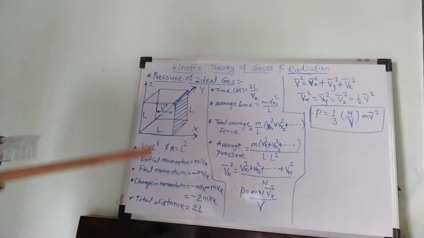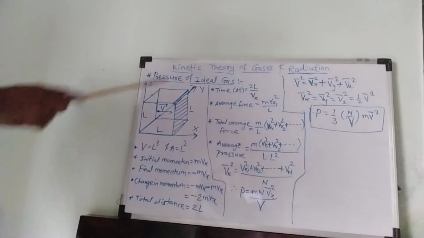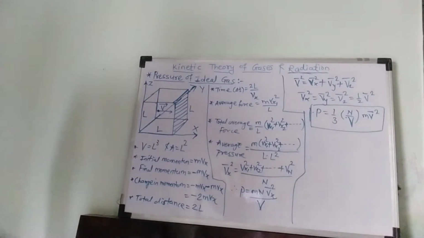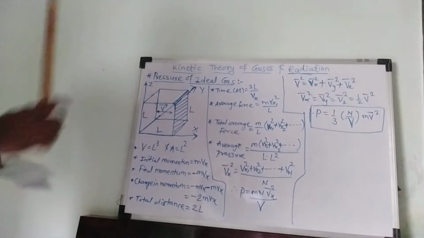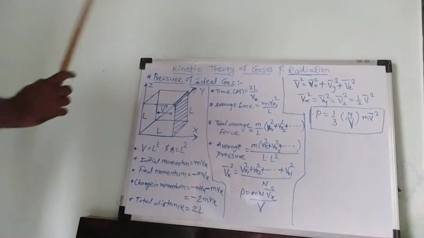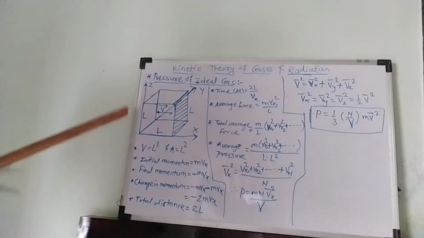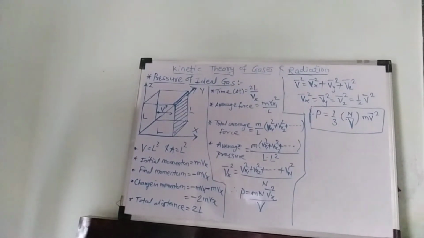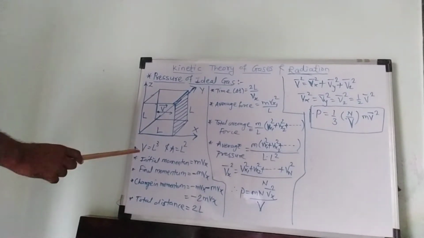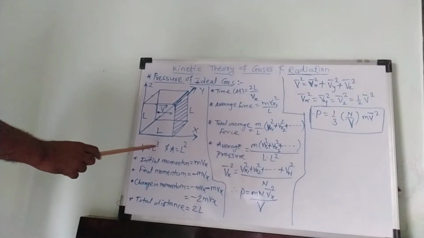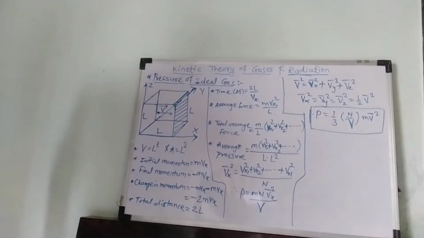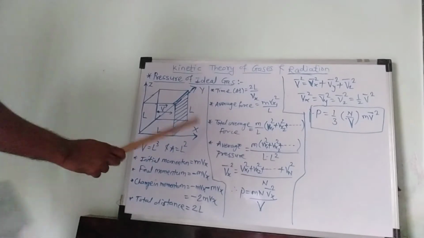In this cubical container, n moles of an ideal gas are enclosed. Let L be the length of the cubical container. Then the volume of the cube is V equal to L cubed, and the area of this cubical container A is equal to L squared.